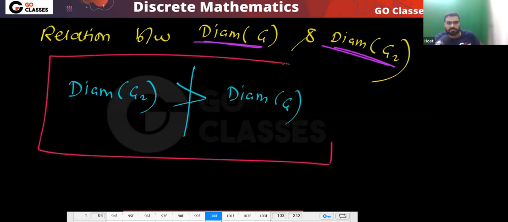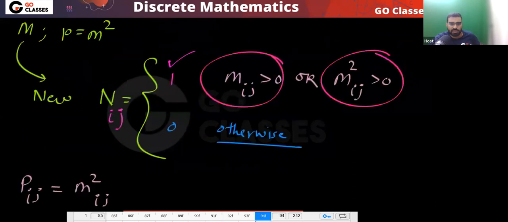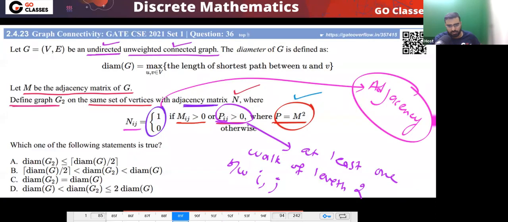Can I say this? Diameter of G2 cannot be greater than diameter of G. So definitely this option is gone. Which option is gone then? Diameter of G2 greater than diameter of G. This is definitely gone. This option is gone.